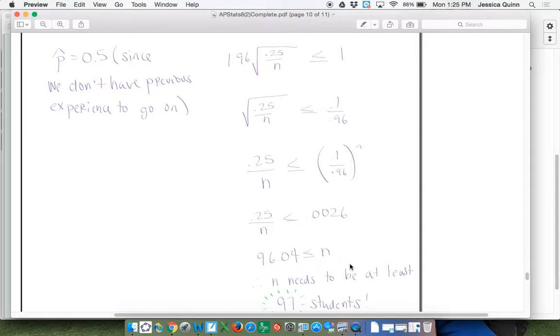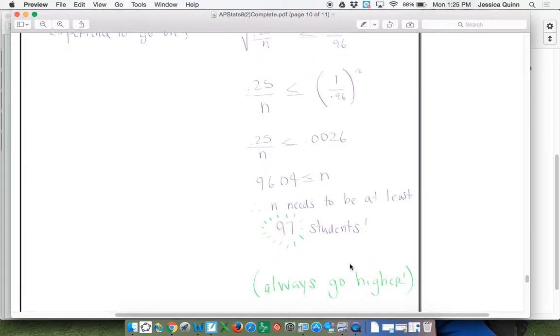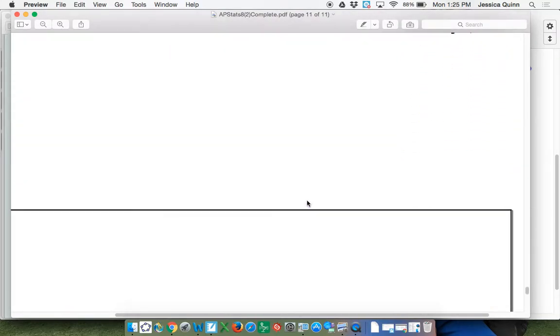So you are always going to round up because we obviously can't have 96.04 students, but our sample size needs to be bigger than that. So we're going to round up to 97. So n needs to be at least 97 students. We're always going to go higher.